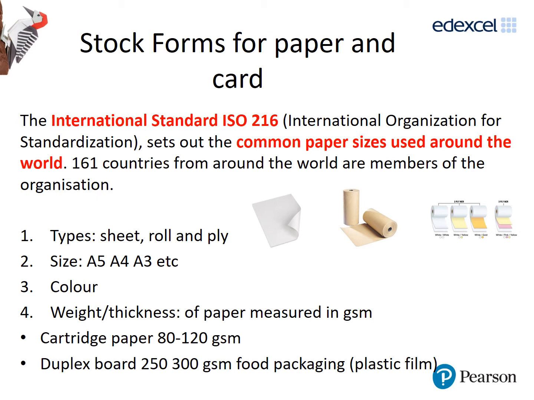Then size is quite straightforward. You've got A4, A3 and so on. Stock form can also be the colour, so there might be certain colours for each certain paper. And then also when we're talking about stock form, we also mean the weight and thickness. And generally for papers, that is what we call GSM.